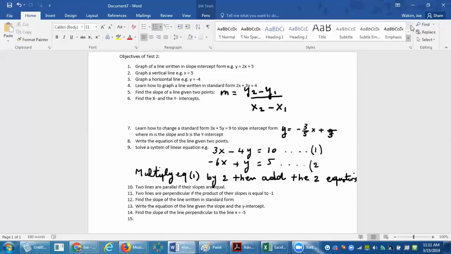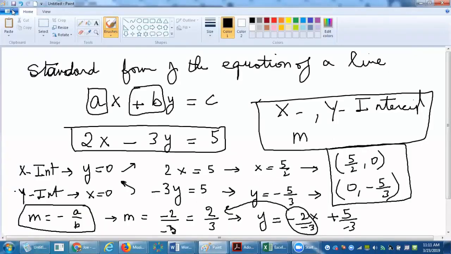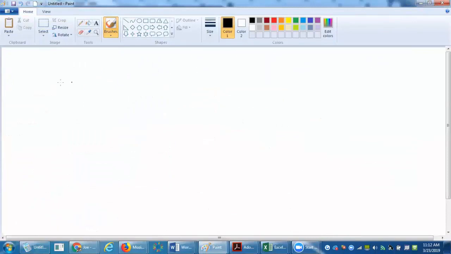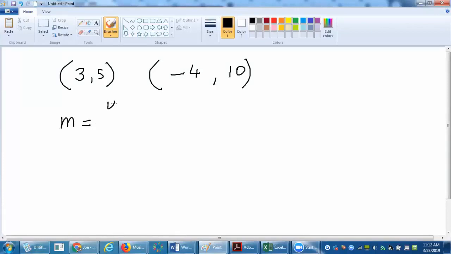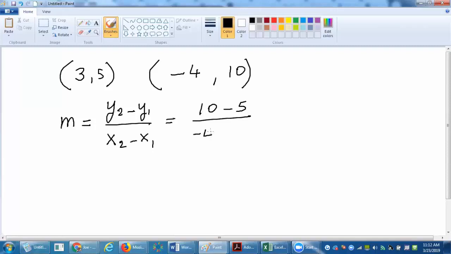Find the slope of a line given 2 points. So anytime you're given 2 points, how do you find the slope? So let's say we're given the 2 points, (3, 5), this is 1 point, and (-4, 10). So the slope, given those 2 points, is the change in y over the change in x, which is the rise over the run. So the change in y would be 10 minus 5, over the change in x, which is -4 minus 3.